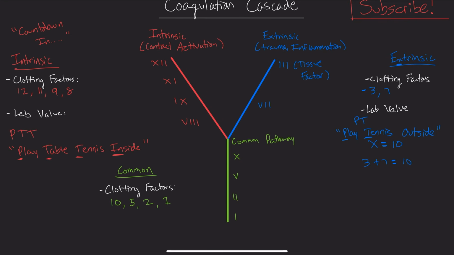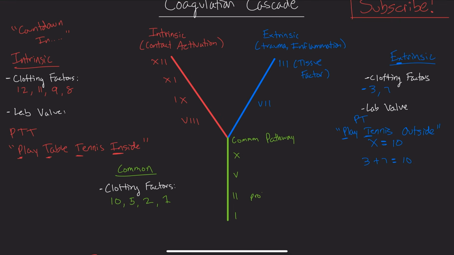And factor 2, this is prothrombin, which is eventually converted to thrombin. We'll talk about this a little more down below. And then factor 1, this is fibrinogen, which is eventually converted to fibrin. And fibrin is actually how you'll end up with the clot formation eventually. Thrombin is really important. Once again, we'll talk about that down a little below.